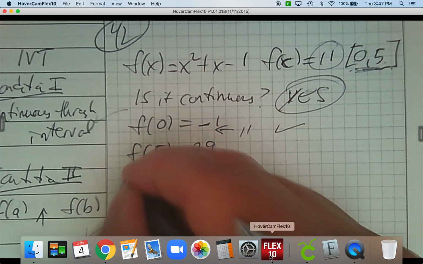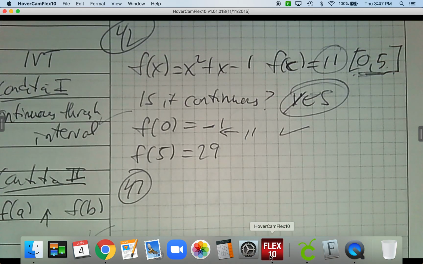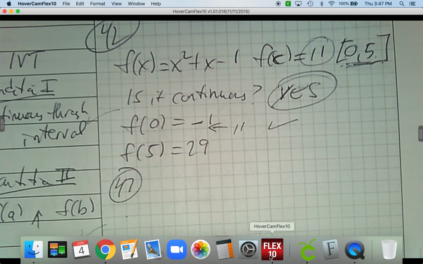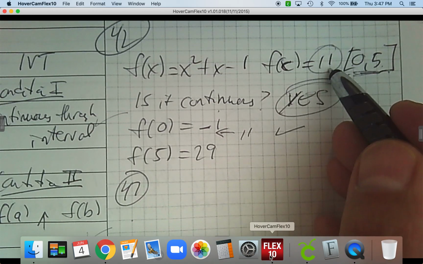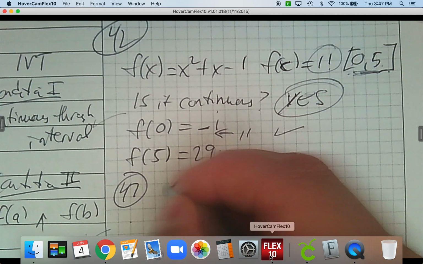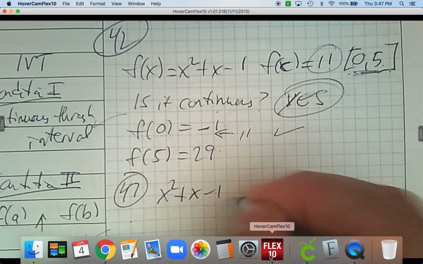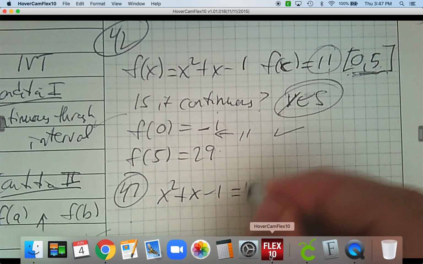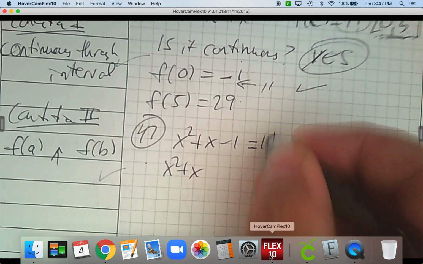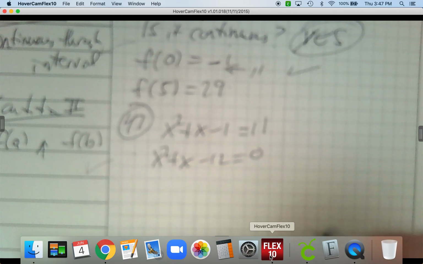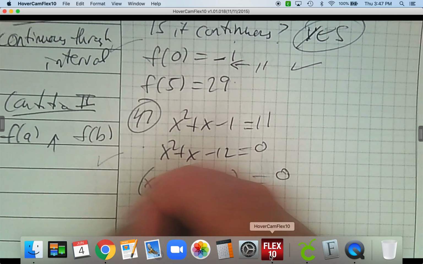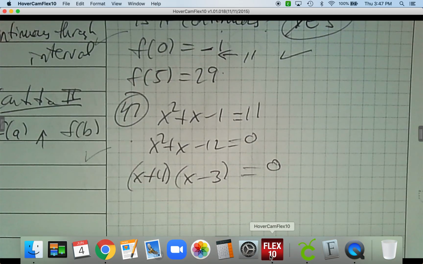Now, if you sneak down to 47, it actually does the same question, but says, can you actually find the C value? So we're just going to combine 42 and 47 like one question. So is it continuous? Is that y coordinate that's given, is it in between the interval? Yes. So there is a C value that exists. So I'm going to take the function x squared plus x subtract 1, and I'm going to make it equal to 11 and then solve it. So I'm going to subtract 11. This is a quadratic. So subtract 11 and you get negative 12. Factor it. Two numbers that multiply to negative 12 and add to 1. So to factor it would be positive 4 and negative 3.